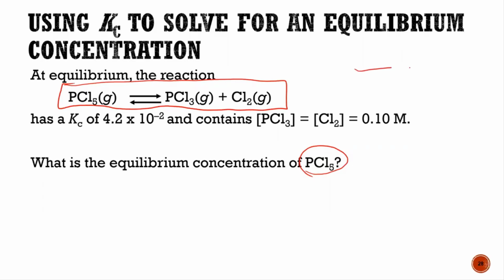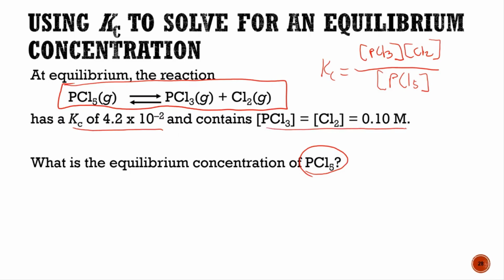Okay, well, what's the K? Products over reactants, PCl3 and Cl2. So phosphorus trichloride, chlorine, and then over reactants, phosphorus pentachloride. Now they want me to find phosphorus pentachloride. Well, how can I do this? Well, this is my K, so they give me my K, and give me the concentration of my products. So I can set up my expression.